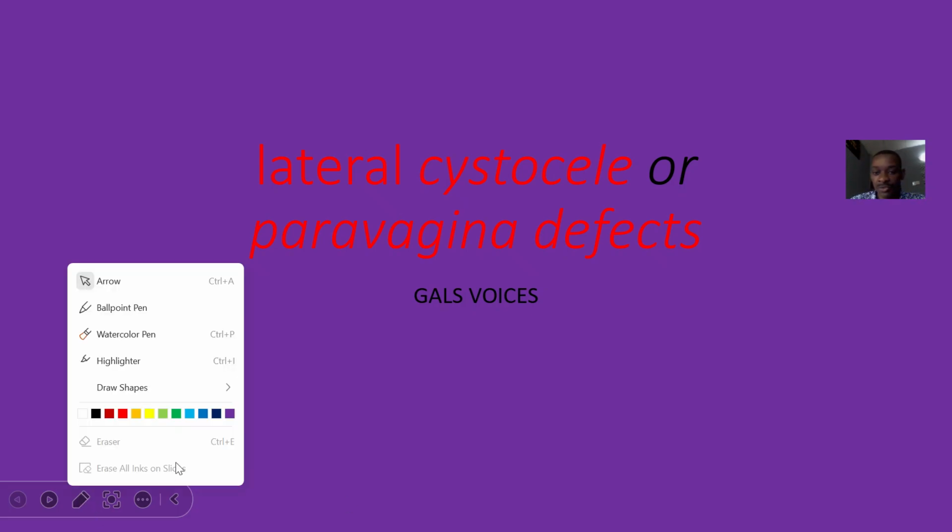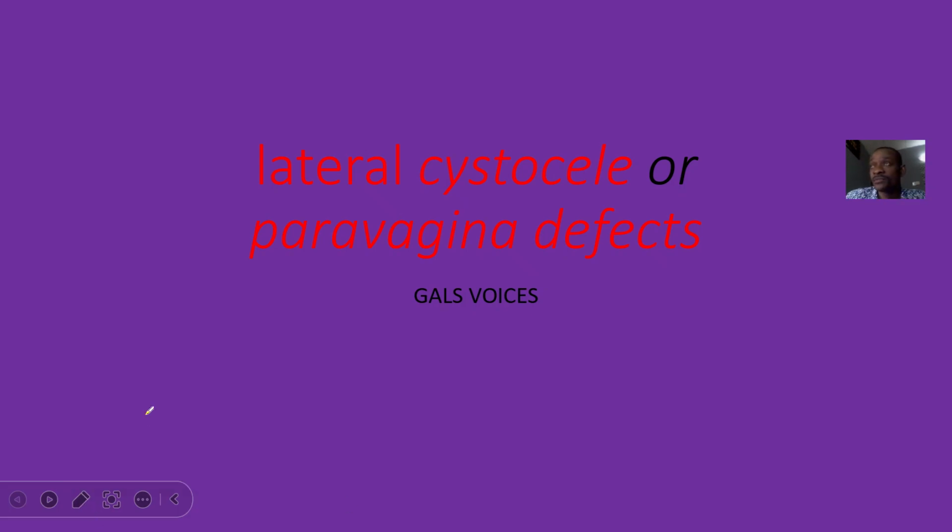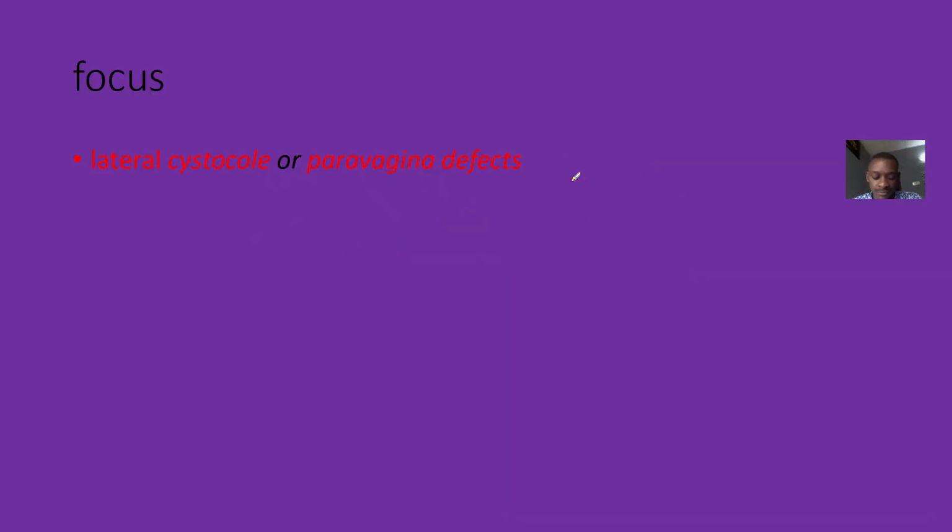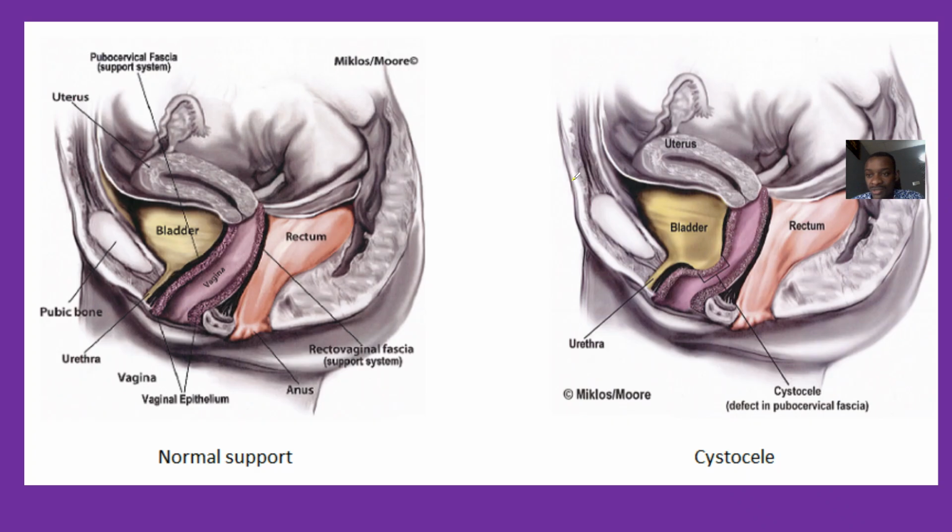So we're talking about two abnormalities this evening. This is the lateral cystocele and the paravaginal defects. Lateral cystocele and paravaginal defects.